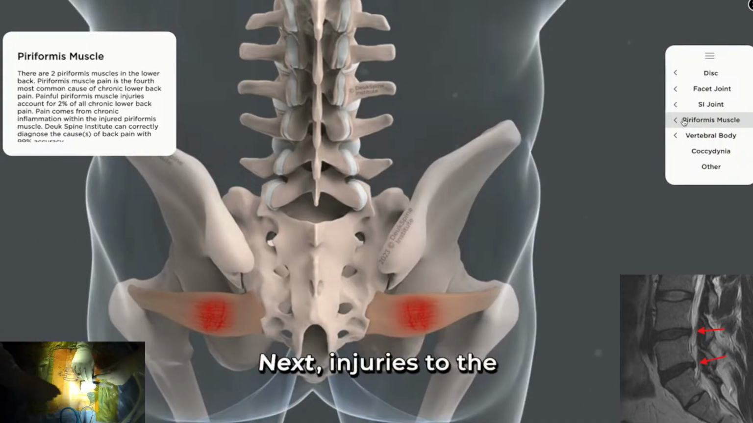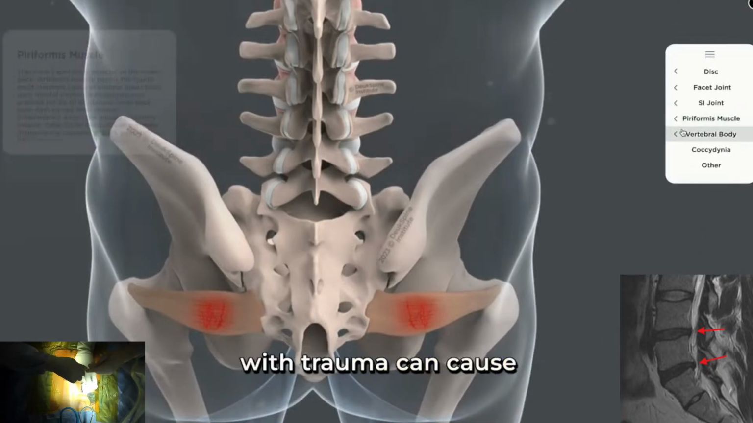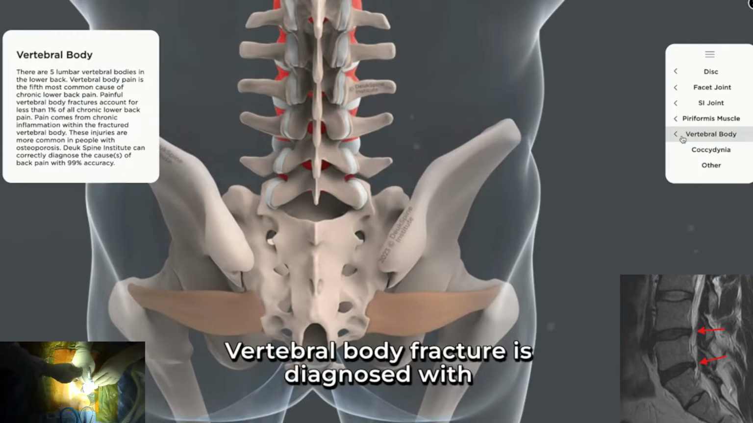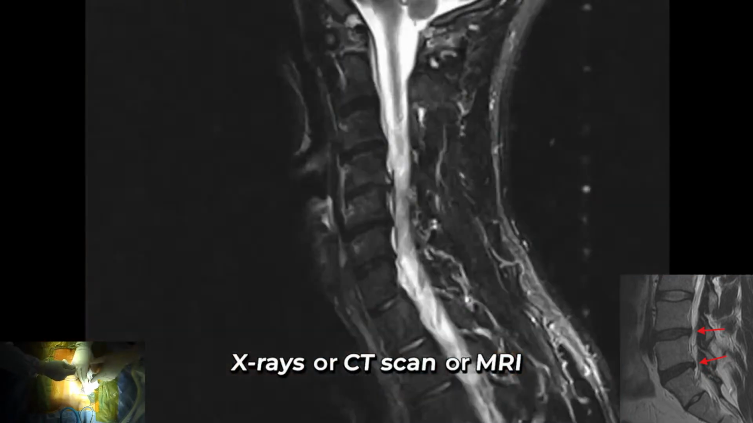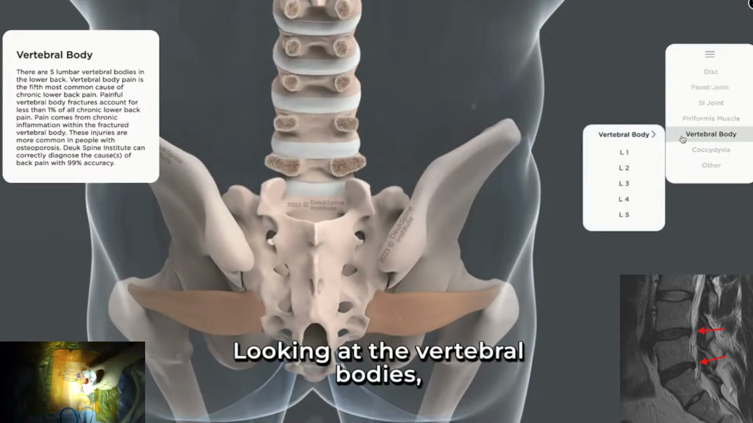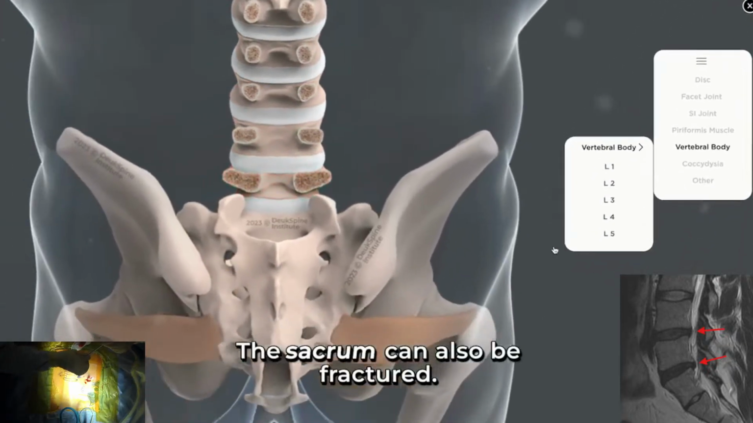Next, injuries to the bones of the spine, such as the vertebral bodies, with trauma can cause fractures of the vertebral body. Vertebral body fracture is diagnosed with X-rays or CAT scan or MRI, and they're treated with injection of cement into the vertebral body. Looking at the vertebral bodies, the most common to be affected is L1, followed by L2, then L3, L4, and L5. The sacrum can also be fractured.